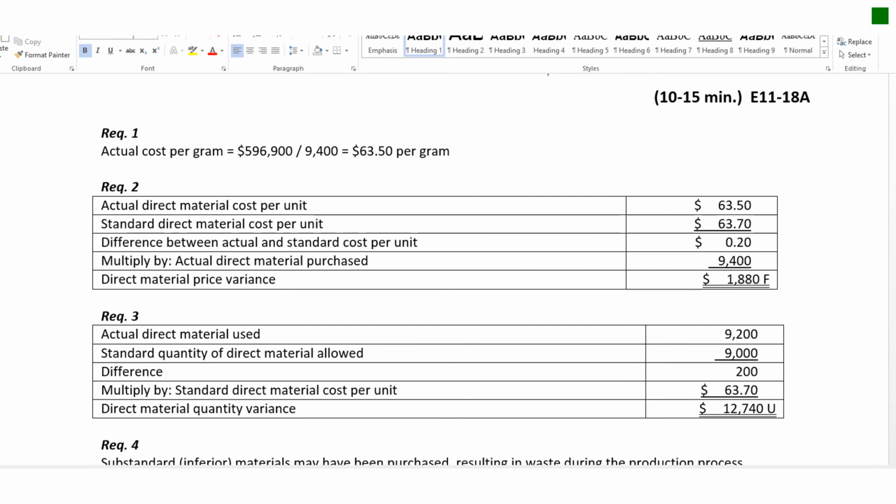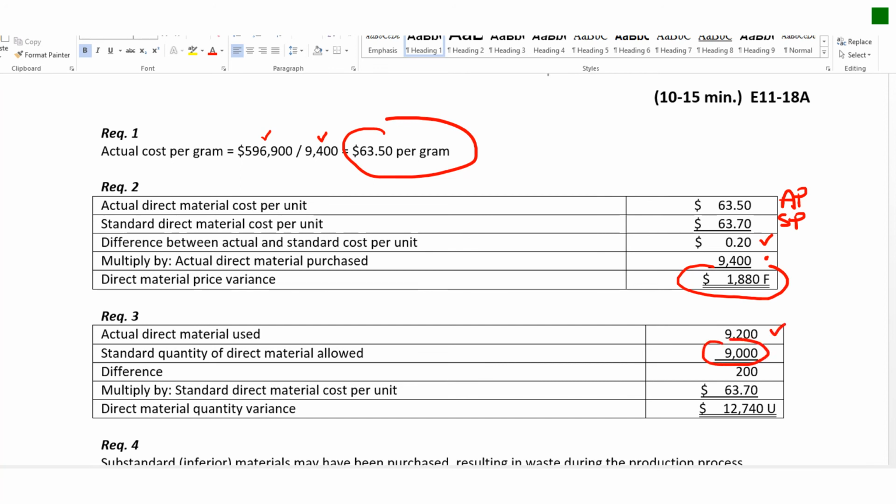So again, per requirement 1, to get the actual cost, this is what you actually paid. They gave you this number. This is what you purchased. So the actual price that you paid is $63.50 per gram. You compare that actual price to the standard price given, which was $63.70. That's good. You did better than standard by 20 cents. You multiply by what you actually purchased. You're going to get a favorable price variance of $1,880. Favorable.